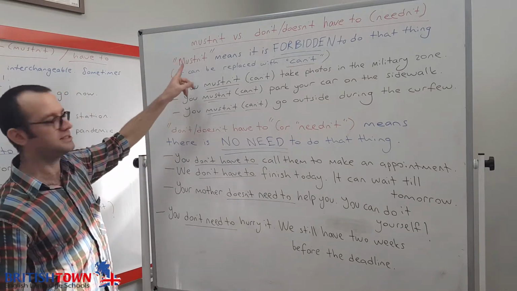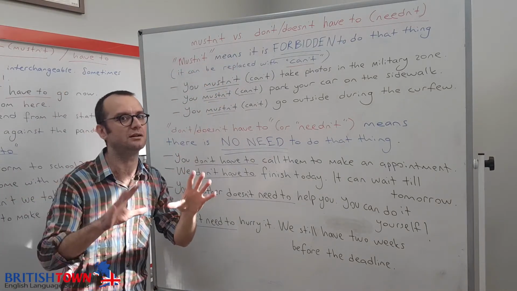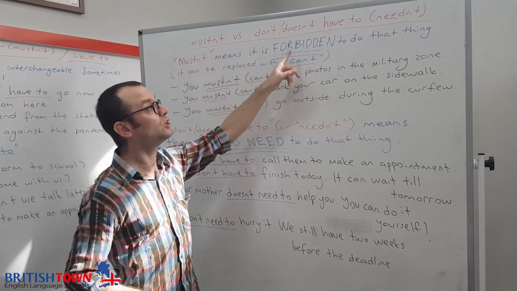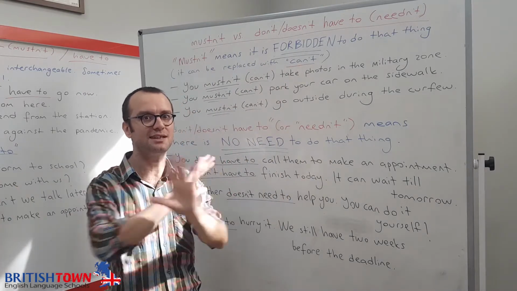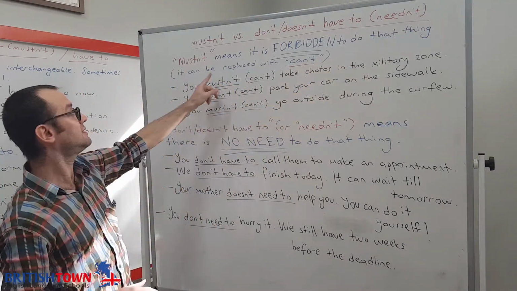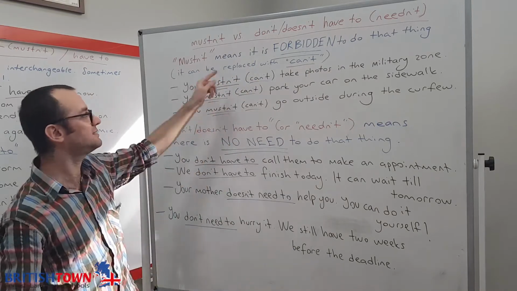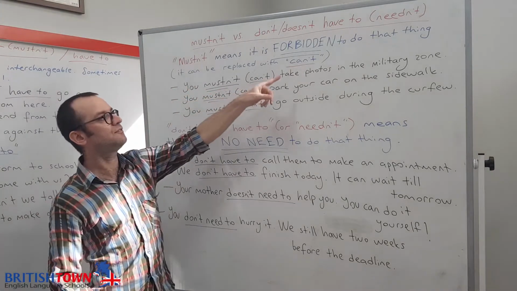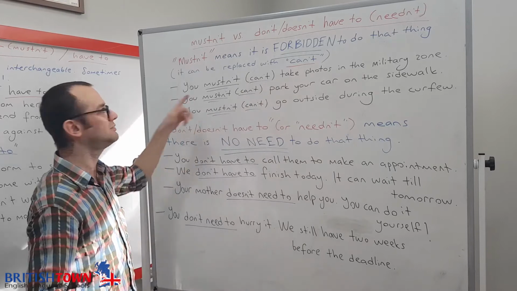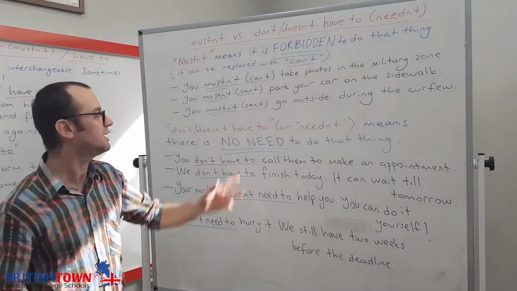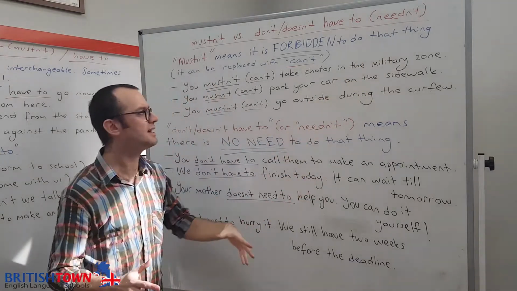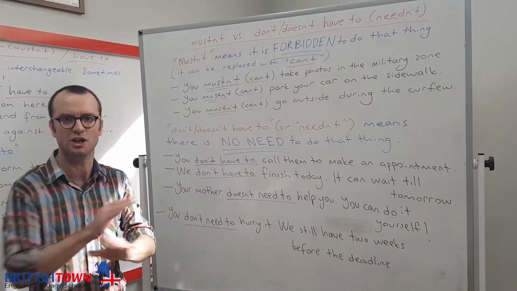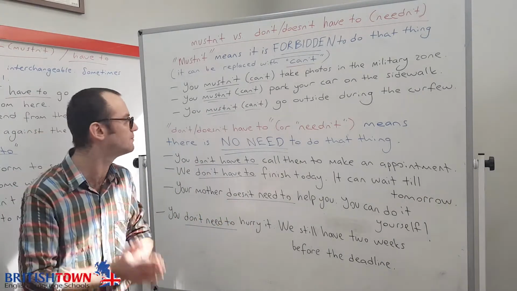Let's start from mustn't. Mustn't means it is forbidden to do that thing. Mustn't ne anlama geliyor? O şey forbidden, yani yasak, kesinlikle yapamazsın. It can be replaced with can't, bazen yerine can't de kullanabiliyoruz. For example, you mustn't take photos in the military zone. Or you can't take photos in the military zone. Yani askeri bölgede fotoğraf çekemezsin ya da çekmen yasak.